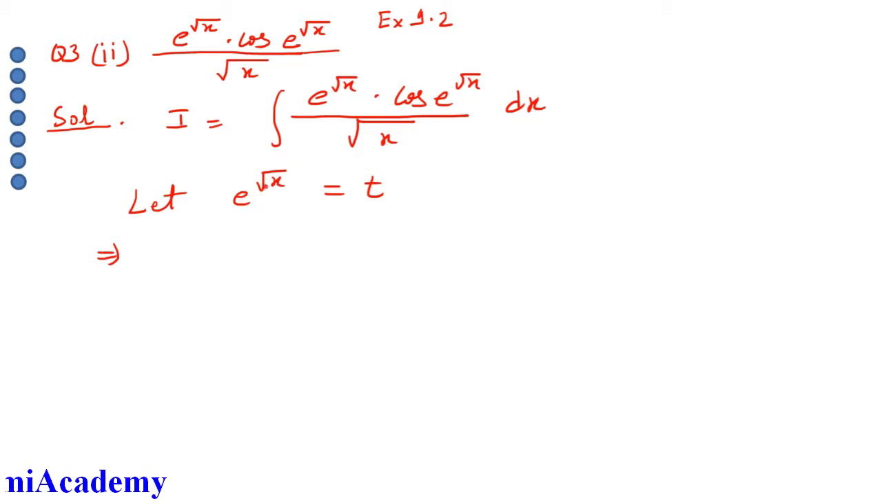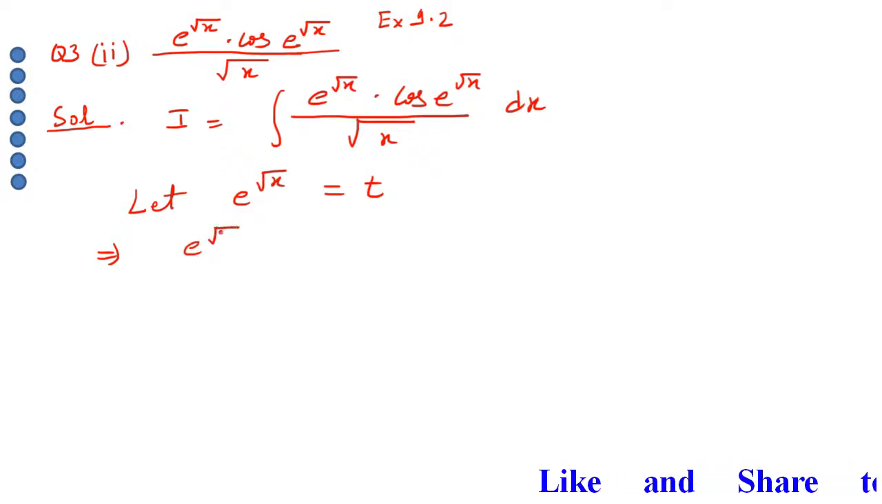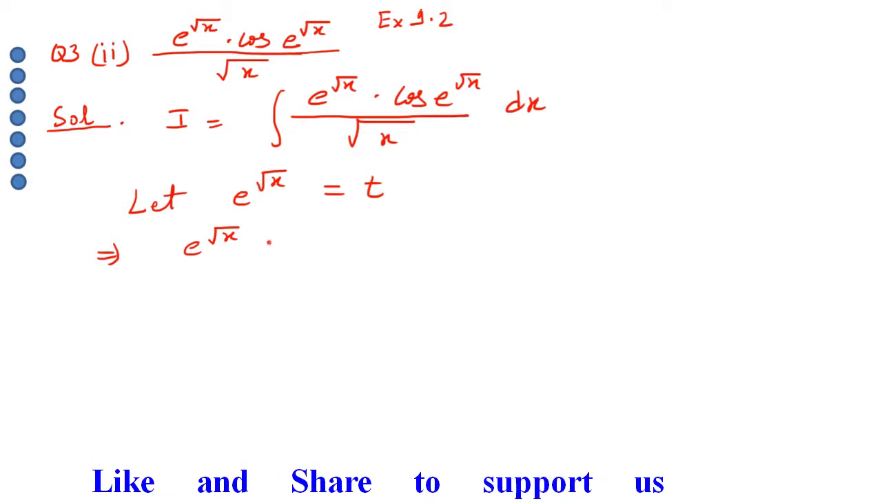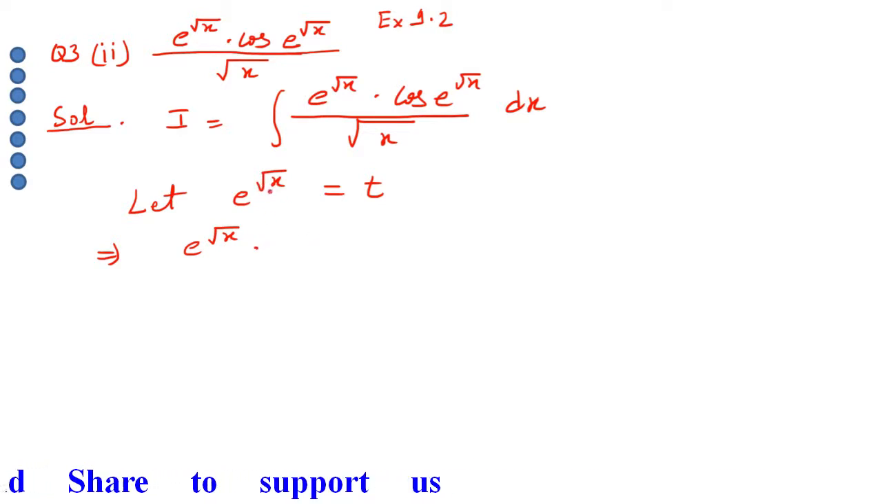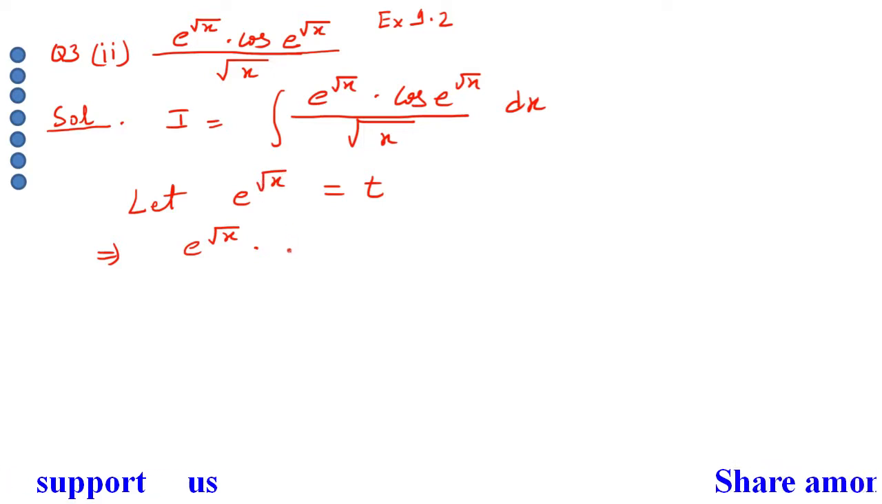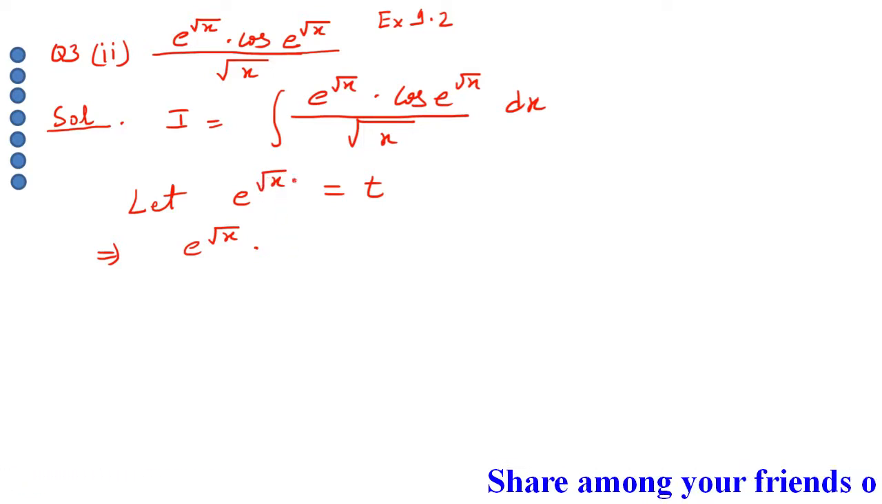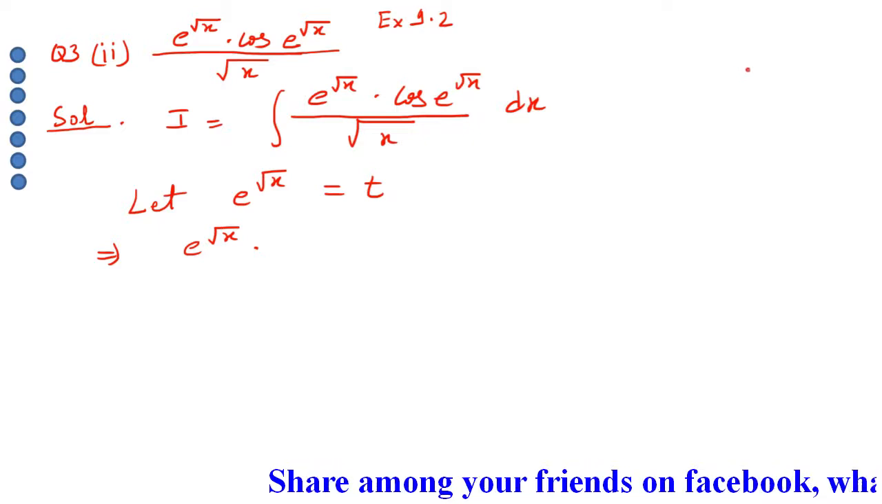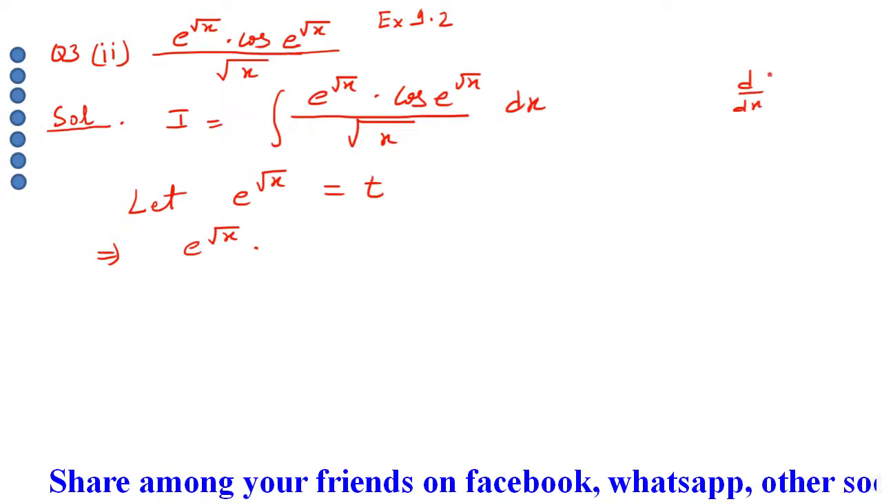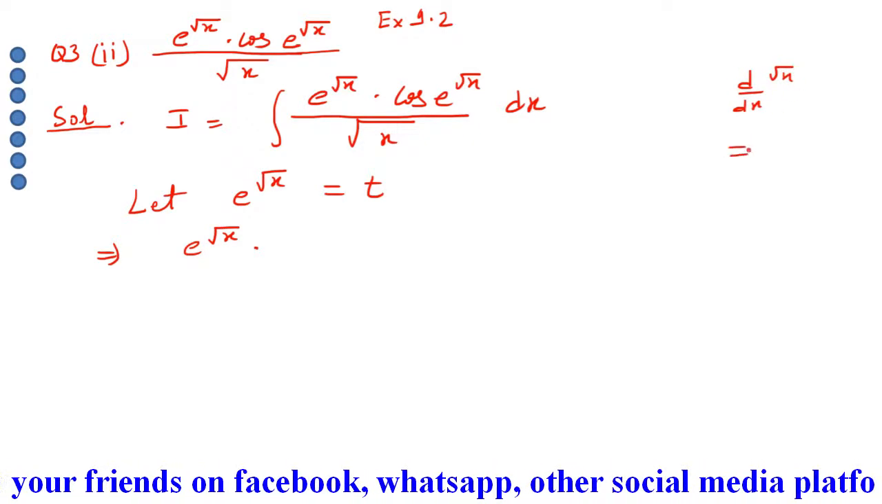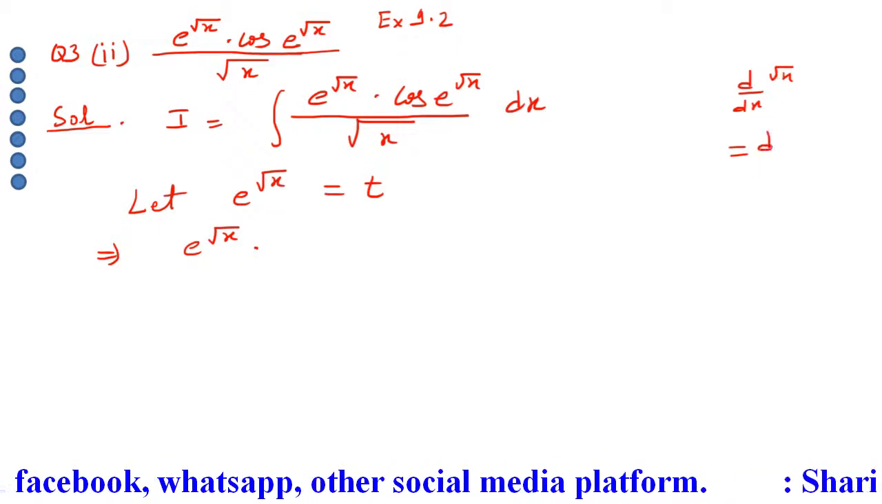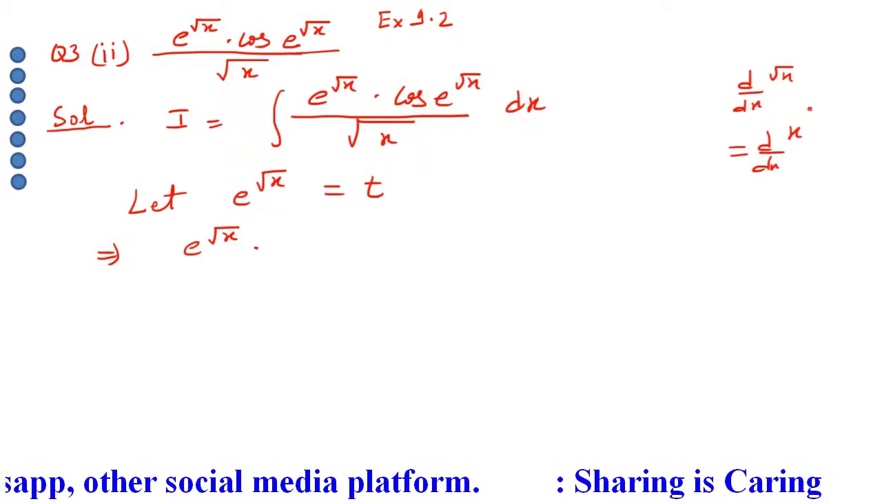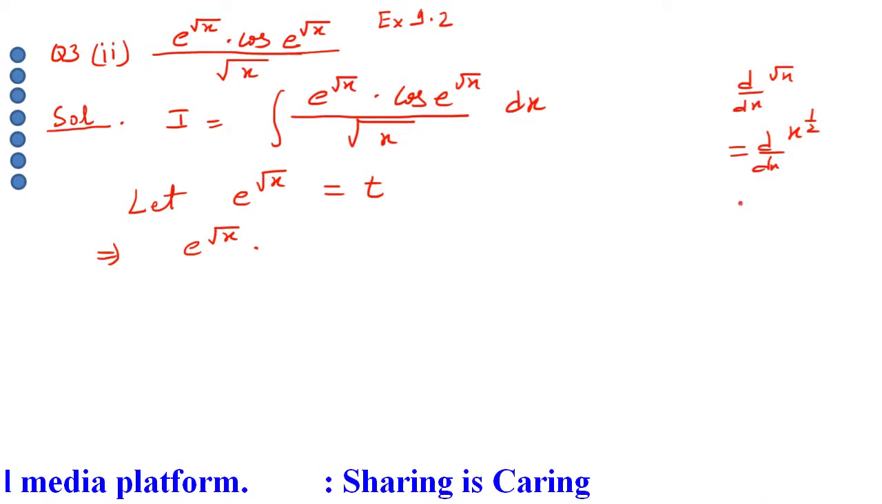When we differentiate e to the power square root of x with respect to x, the differentiation of e to the power is the same, that is e to the power square root of x, but it's not a simple x, it's the square root of x. So we have to apply the chain rule and then differentiate the square root of x also. The square root of x we can write in the power notation, that will give x to the power half.